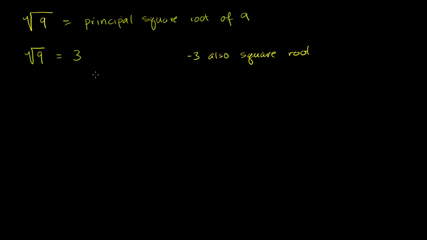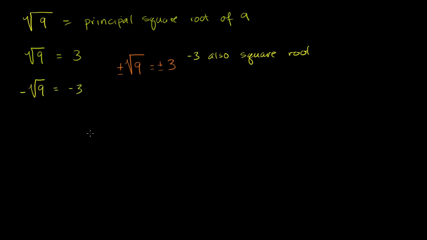If you want to refer to the negative square root, you would put a negative in front of the radical sign. That is equal to negative 3. Or if you want to refer to both the principal and the negative square roots, you'll write a plus or minus sign in front of the radical sign. And of course, that's equal to plus or minus 3 right there.